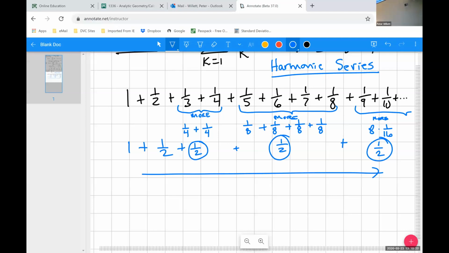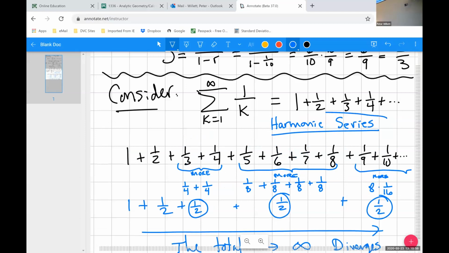If I want to get larger than 1,000, then I just add 2,000 halves. If I want to get larger than 1,000,000, then I'm going to add up 2,000,000 halves plus the 1 in the beginning, and I get 1,000,001. And I could just keep doing that forever. So ultimately, this is an argument that says that the total goes to infinity and diverges. And so our conclusion is that the harmonic series, the series of 1 over k, as k goes to infinity, diverges.